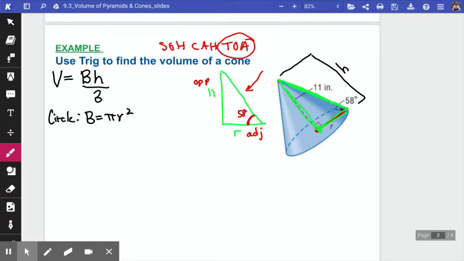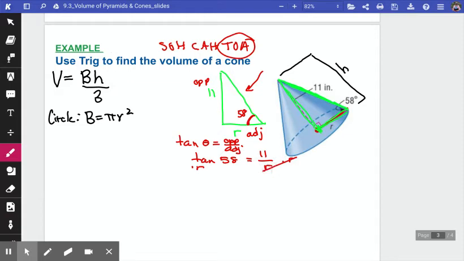So the tangent of an angle is equal to the opposite over the adjacent. And the tangent of theta, in this case 58, is equal to the opposite, which is 11, over the adjacent, which is r. So then we do our rearranging here, and some people do cross multiplication. Some people just multiply both sides by r. Again, this lesson is not about trig. It's about using trig to get there. So I'm just going to multiply both sides by r.